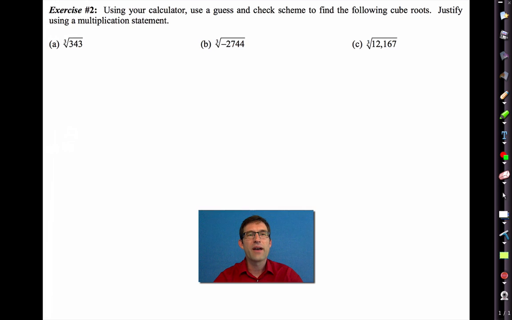All right. Now, exercise 2. Using your calculator, use a guess and check scheme to find the following cubed roots. Justify using a multiplication statement. So literally, I want you to take your calculator out right now, and I want you to start playing around with numbers. What's the cubed root of 343? And by the way, these are all perfect cubes. All 3 of these are perfect cubes. So you'll come out with answers that are integers. But I want you to play around with it. See what you can do, okay? But use your calculator, all right? Pause the video now.